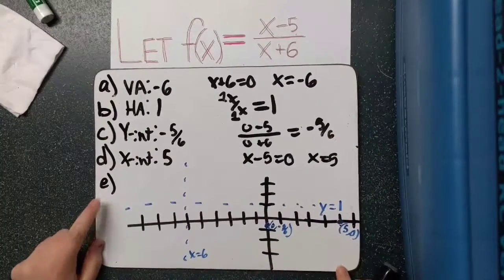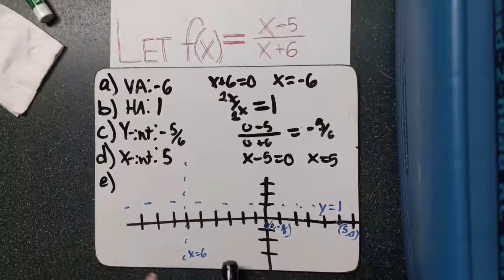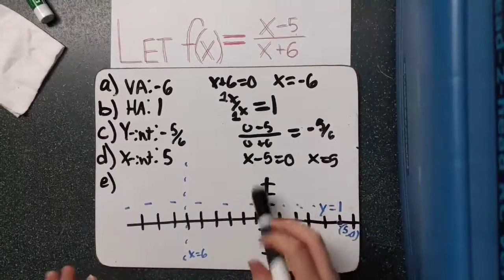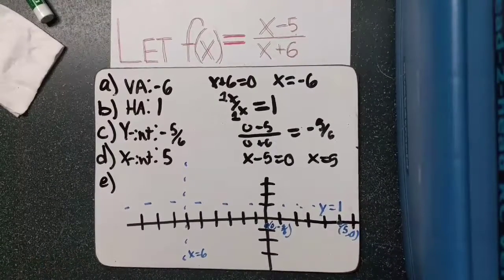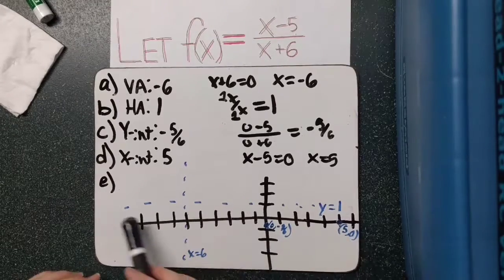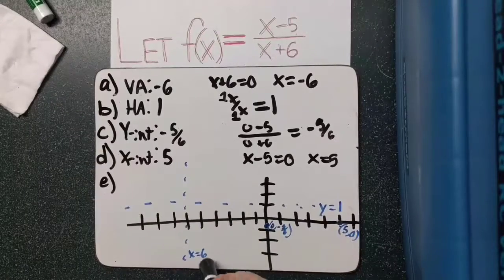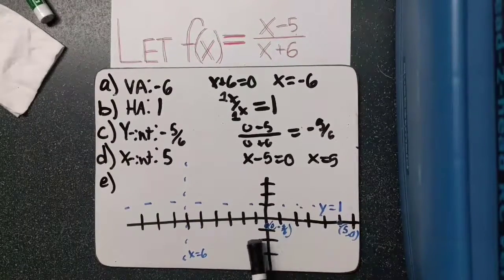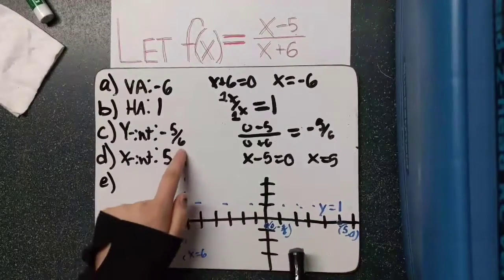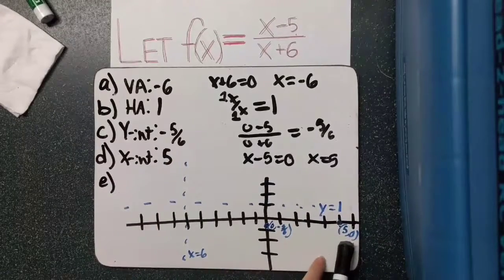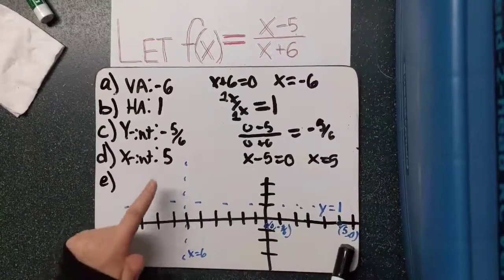Part E was to sketch the graph. So here I have the graph. I sketched our little graph going by ones. I placed all of our points and asymptotes in different colors so they're easier to see. So right here's our horizontal asymptote of y equals 1, our vertical asymptote of x equals -6. Here's our y-intercept of (0, -5/6), which is up here. And here's our x-intercept of (5, 0), which is right here.